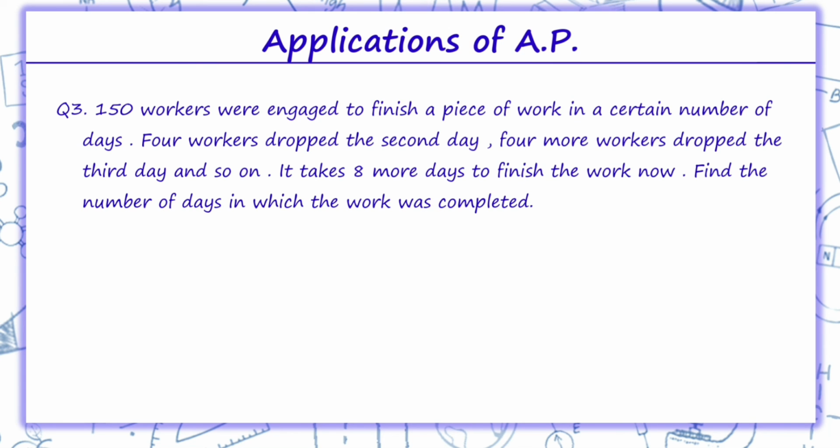150 workers were engaged to finish a piece of work in a certain number of days. 4 workers dropped on the second day, 4 workers dropped on the third day, and so on. It takes 8 more days to finish the work now. Find the number of days in which the work was completed. That means if the workers had not dropped initially, it would have taken n minus 8 days for them to finish the work. Because now, when the workers dropped, they are taking 8 more days to finish the work. Now let's suppose the work is completed in n days when the workers started dropping.